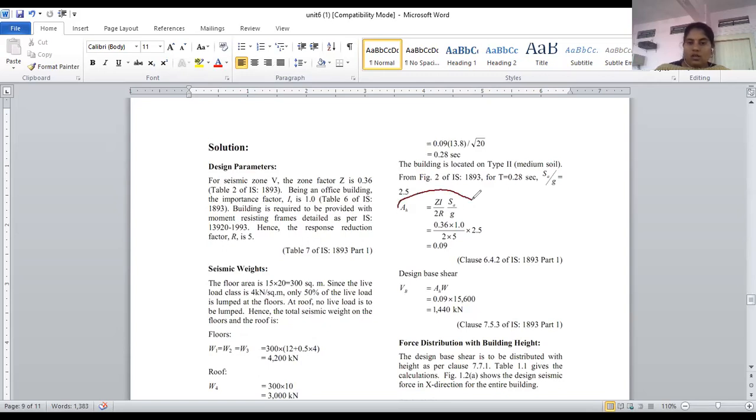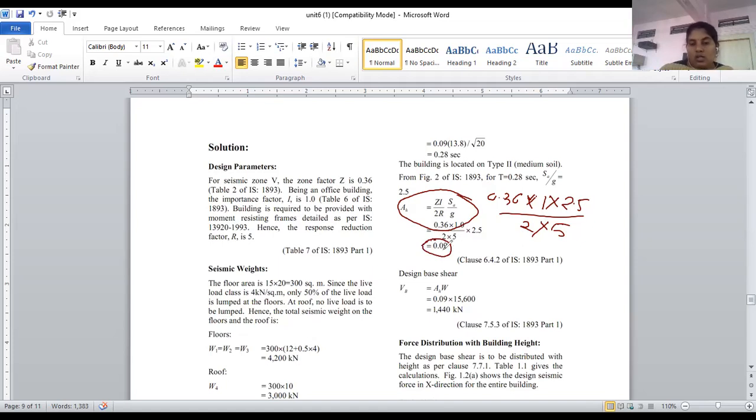So this formula is here. Ah is equal to Z I Sa upon 2 R g, where Z is the zone factor, that value we have already calculated, that is 0.36, into I, the importance factor, for this office building considered as 1, into Sa by g, that value is 2.5, and divided by twice R, the response reduction factor. So what is the total value of Ah? Here we get directly 0.09. Ah is equal to 0.09.